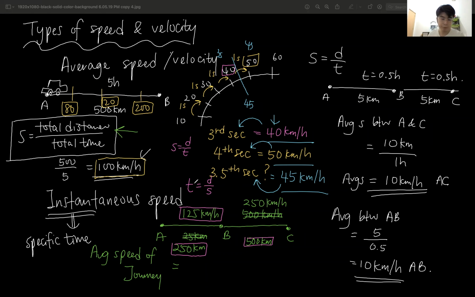Okay, so distance divided by speed, you get the time. So 250 divided by 125, you get 2 hours. 2 hours is between A and B. Now B and C? We use the same method, 500 divided by 250, also gets 2 hours.